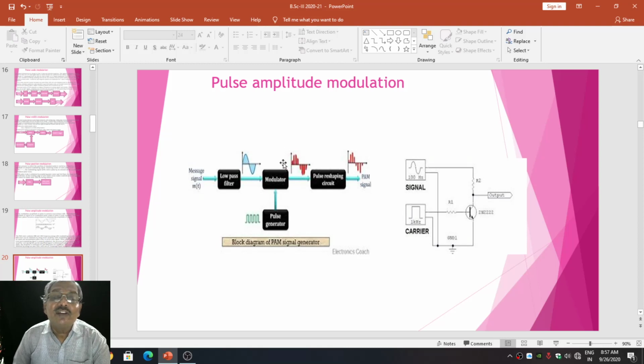If any distortion is present, that distortion is going to be removed in the pulse reshaping circuit. Means these modulated waveforms are reshaped in a proper format, and that is what is known as pulse amplitude modulation. Dear friends, this modulator circuitry is given in this particular transistorized circuit. So this is the carrier wave which is represented here. This is the signal to be modulated which is represented here.